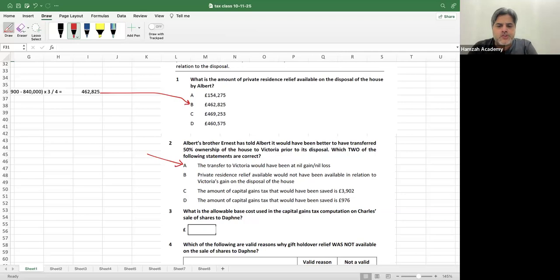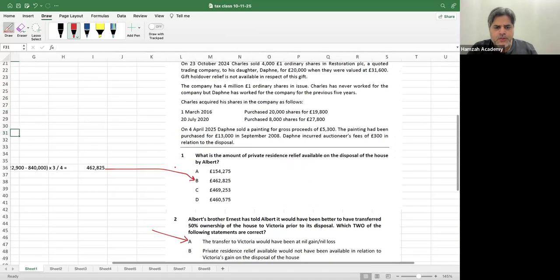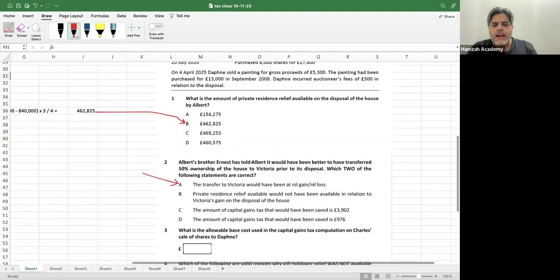So number one statement is true over here. Then the second one is private residence relief available would not have been available in relation to the Victoria's gain on the disposal of the house over here. So private residence relief available would not have been available. If we go back into the Victoria, Victoria had a taxable income of 21,440 and made chargeable gain disposal of 3,000.